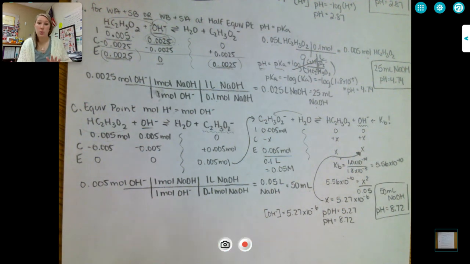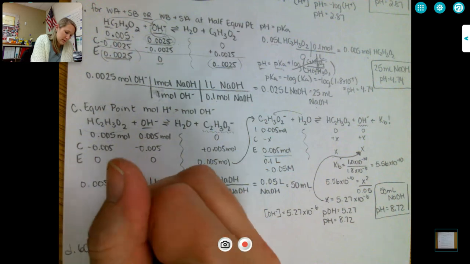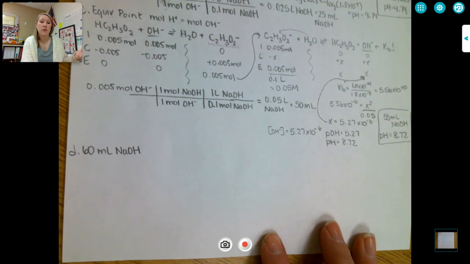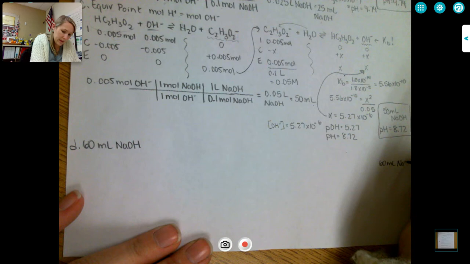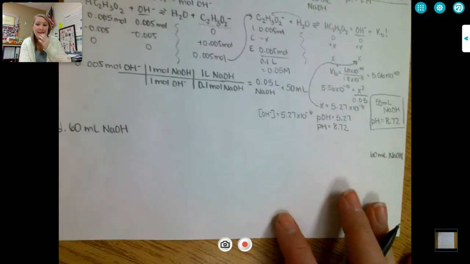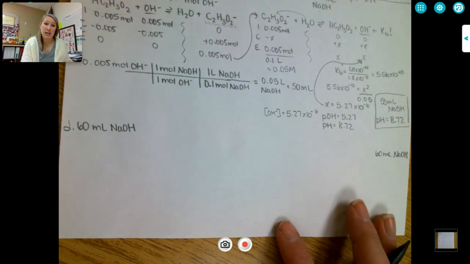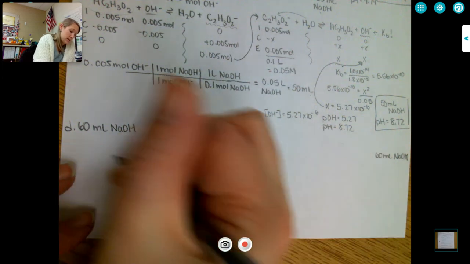Okay, third point done. So if we have added 50 mils of sodium hydroxide, my last point is 10 mils beyond that. So my last point is when I've added 60 mils of sodium hydroxide. Beautiful thing about the last step is we know our volume of sodium hydroxide, so we can add that over here. 60 mils NaOH. I need to figure out my pH. So I need to know moles of hydroxide that I have in my solution now. And I need to know my reaction that's happening.